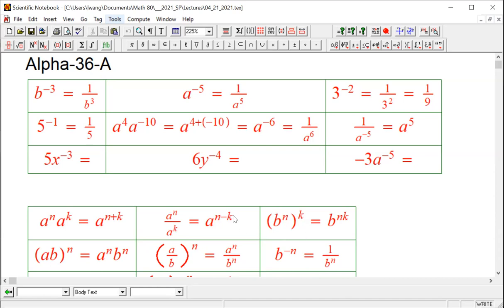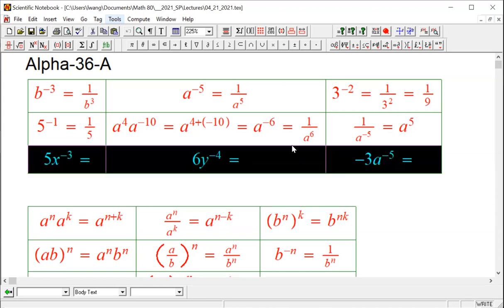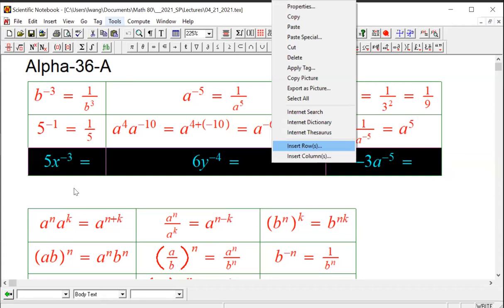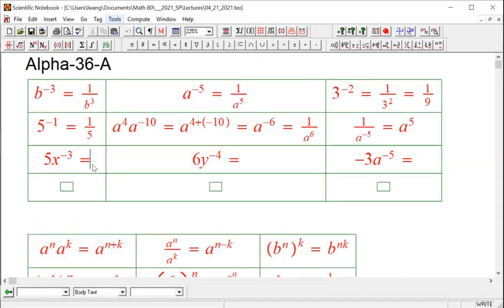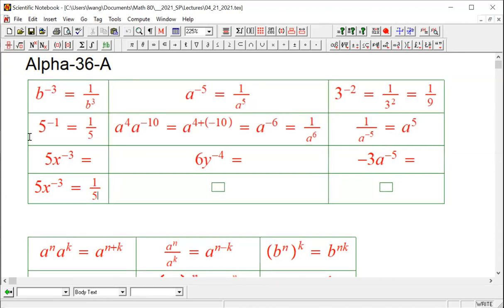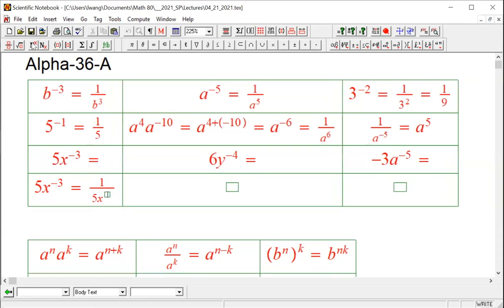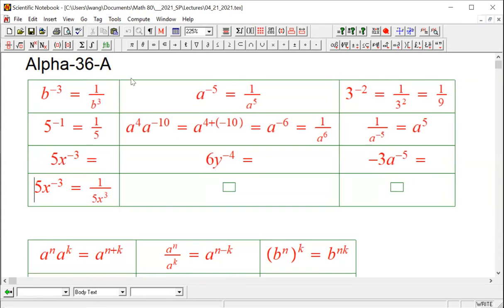Now, the last row can be a problem. Okay, so I'm going to put a new row to put the notes in. Okay. Sometimes some of our students get confused when they do the exponents and they will do this. That is wrong.